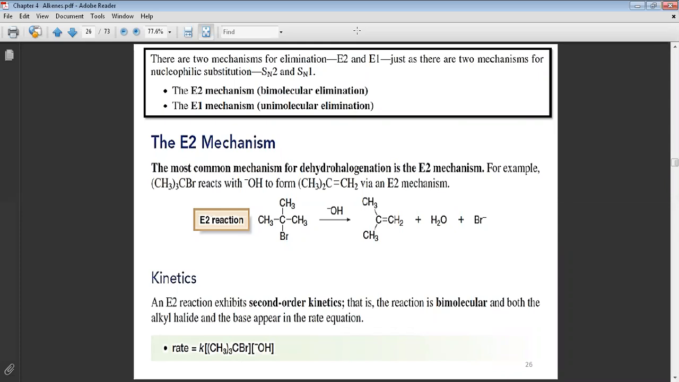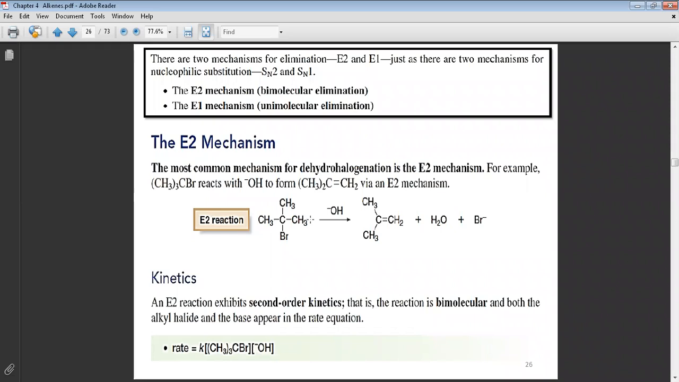The E1 is unimolecular elimination. E1 is like SN1. That means the concentration of the base cannot affect the speed of the reaction, the rate of reaction. Just the alkyl halide will appear in the rate equation. Here, the rate equation. That means just the concentration of the starting material can affect the rate of reaction.